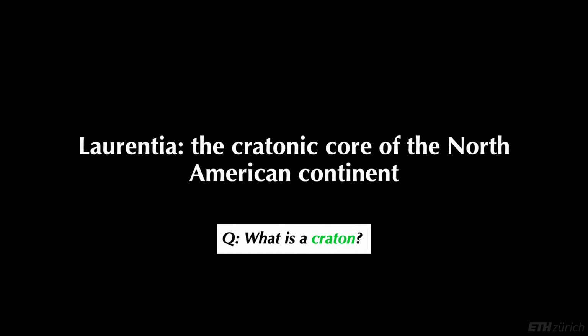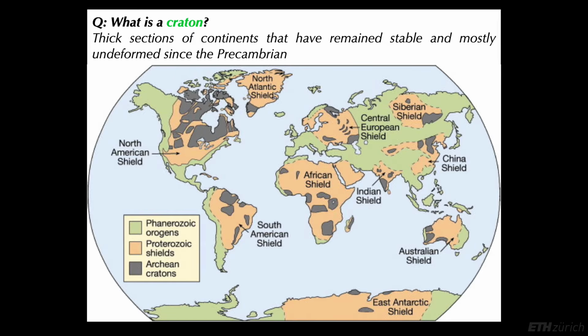And just to remind all of you what a craton is and where they're exposed globally, cratons are thick sections of continents that have remained stable and mostly undeformed since the Precambrian. They include both Archean sections, those are older than 2.5 billion years old, and Proterozoic sections, referred to as shields, but those are also considered what's traditionally cratonic. The Archean cratons are gray in this image, and the shields are orange. Everything else shown in green is related to Phanerozoic orogenic events and could be thought of as more sort of mobile compared to the rigid cratonic cores.